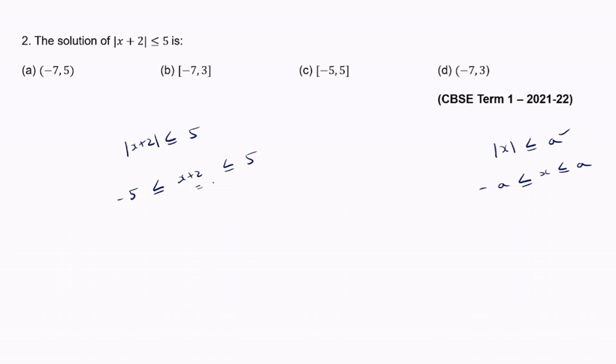Now if we transpose this plus 2 to the other side, then we will have minus 5 minus 2 less than or equal to x less than or equal to 5 minus 2. So minus 7 less than or equal to x less than or equal to 3. So here we have x belongs to the closed interval minus 7 comma 3. So the correct option is option B.